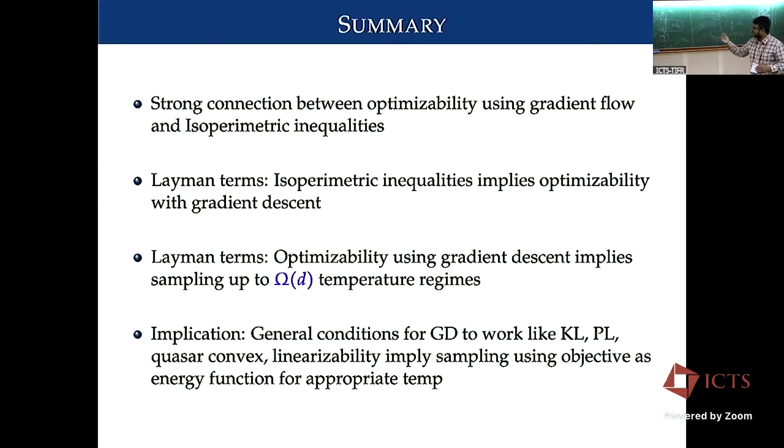And that's where we took the Lyapunov potential definition, and it says that there's a strong connection, which in layman's terms means that you have an isoperimetric inequality whenever you can optimize using gradient descent. This means that optimizability implies that, at least at temperature regimes that are D or larger, you can sample from the Gibbs distribution, and vice versa also holds, as I mentioned earlier.